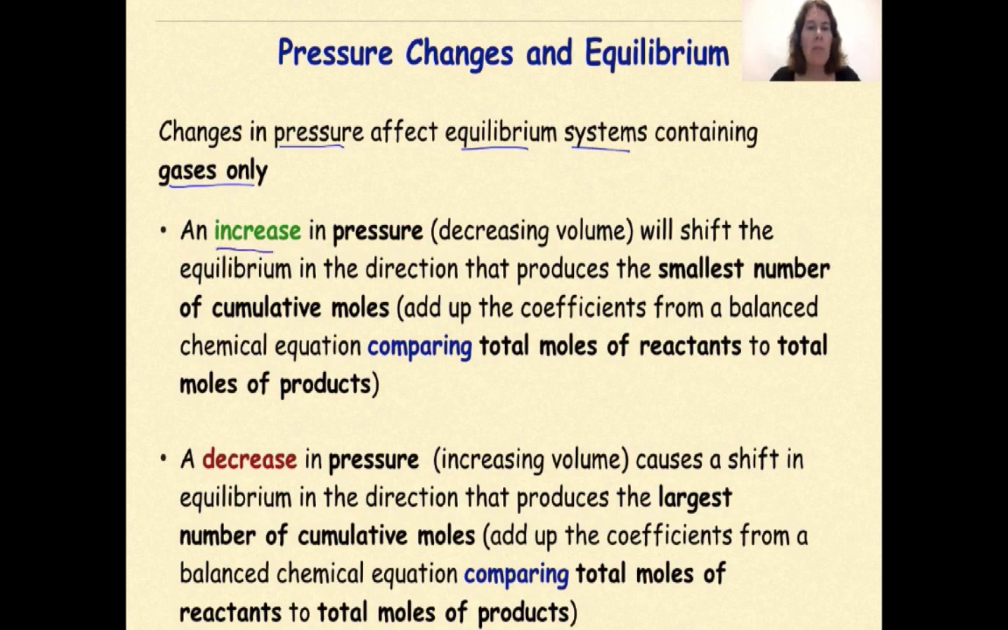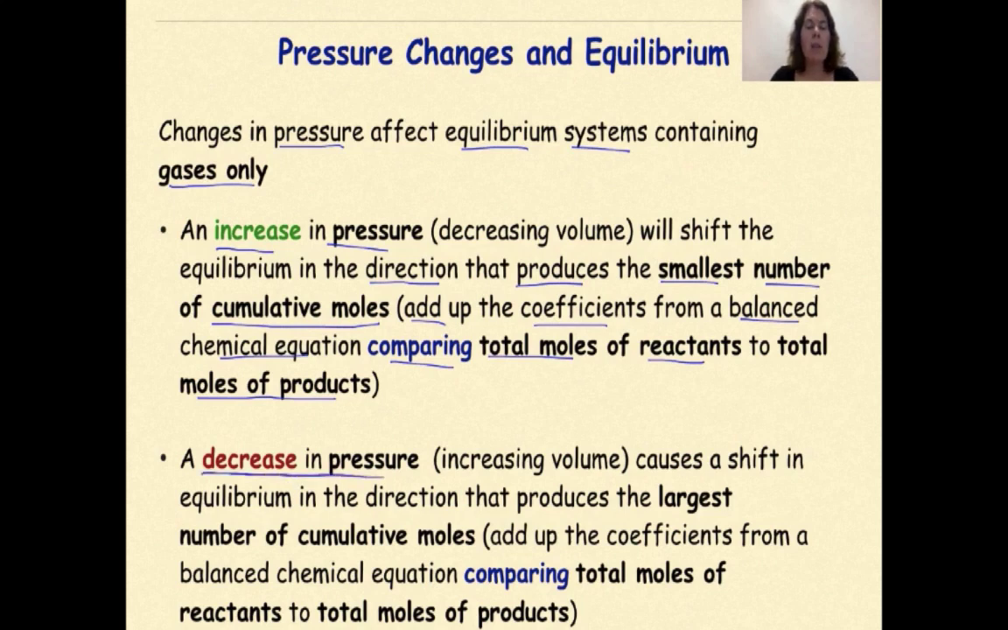An increase in pressure results in decreasing volume. So again, an increase in pressure results in a decrease in volume. This will shift the equilibrium in the direction that produces the smallest number of cumulative moles. So what do we mean by cumulative moles? That means we're going to add up the coefficients from a balanced chemical equation, comparing total moles of reactants to total moles of products. So an increase in pressure, decrease in volume, smaller number of moles. That's what we're looking for.